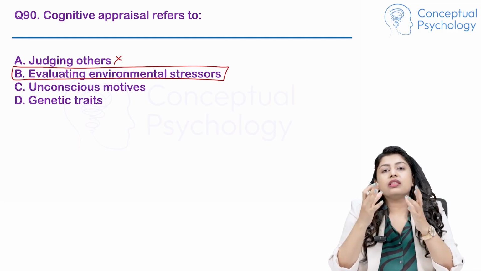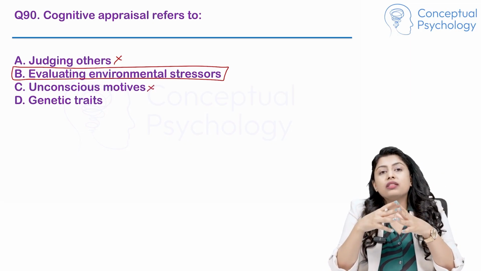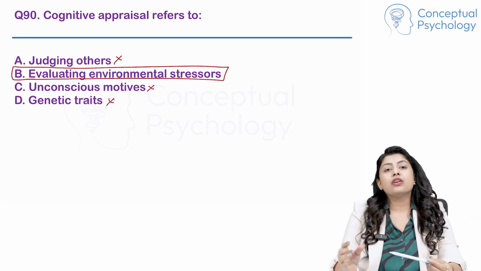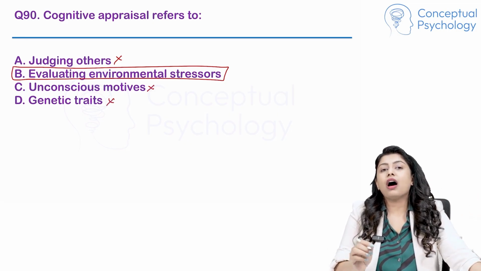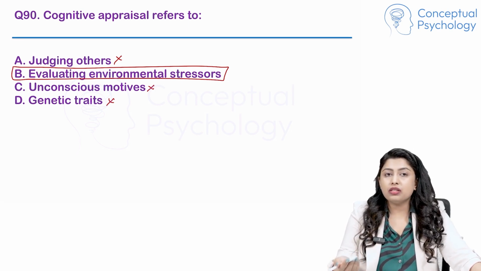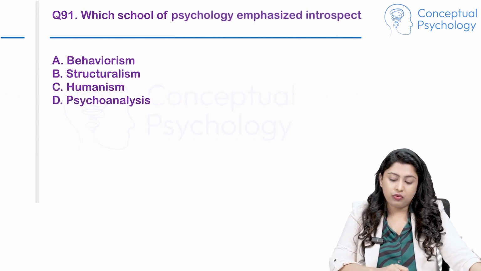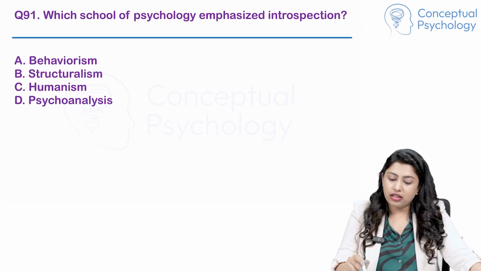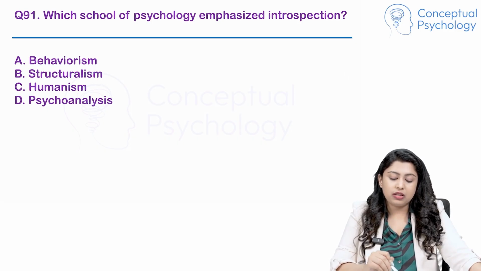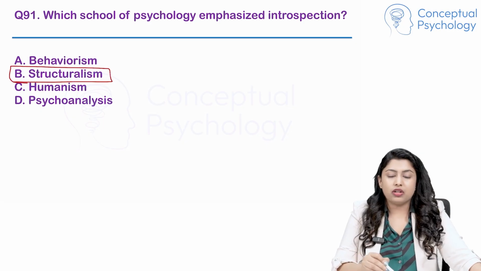Unconscious motives are related to psychodynamic concepts, not cognitive appraisals. Genetic traits are biological factors, not cognitive processes. So, cognitive appraisal determines how we interpret and respond to potentially stressful situations, which influence our emotional and behavioral reactions. Moving on. Which school of psychology emphasized introspection? Behaviorism, structuralism, humanism, or psychoanalysis? The correct answer is B, which is structuralism.